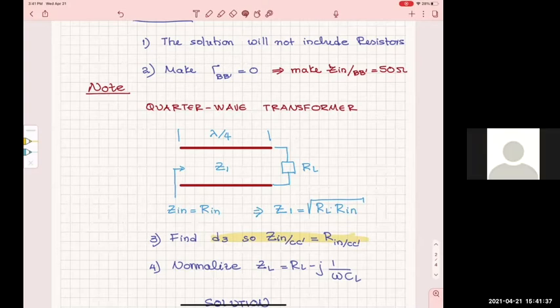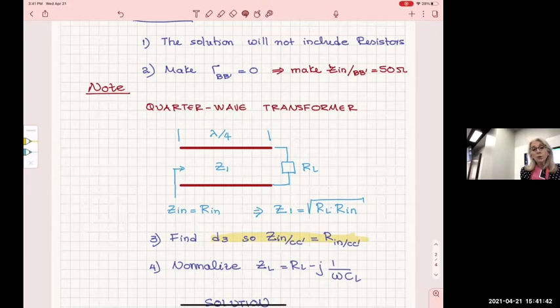I'm still not sure why exactly you needed the lambda over 4 length. That is how the quarter wave is. We did it as an example in one of our solutions. It has to be only a quarter of a wave for this to transform a real load to another real impedance. It can only happen when it is a quarter of a wavelength long and when the characteristic impedance is the square root of the two real impedances, the load and the input impedance.